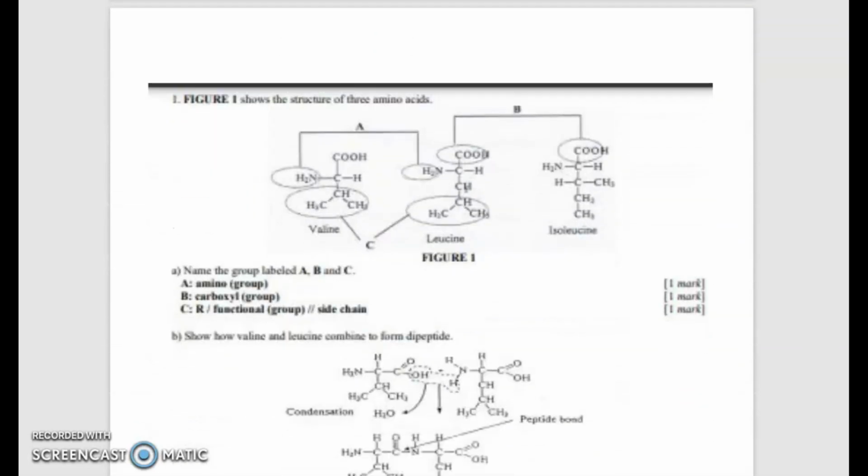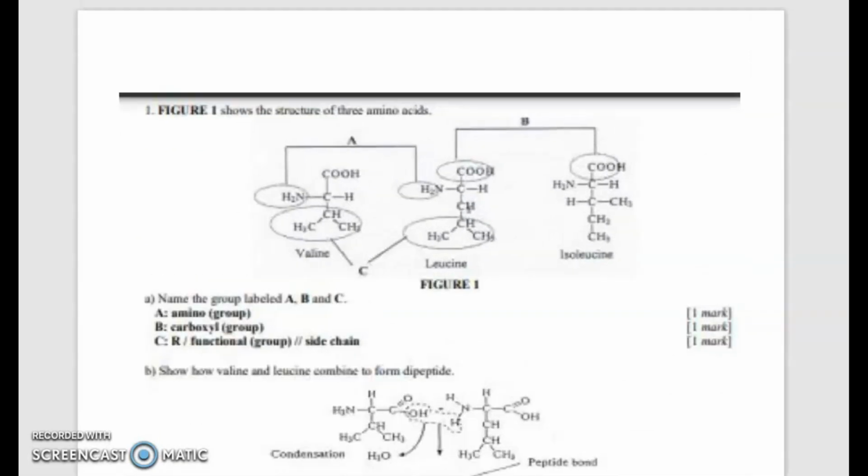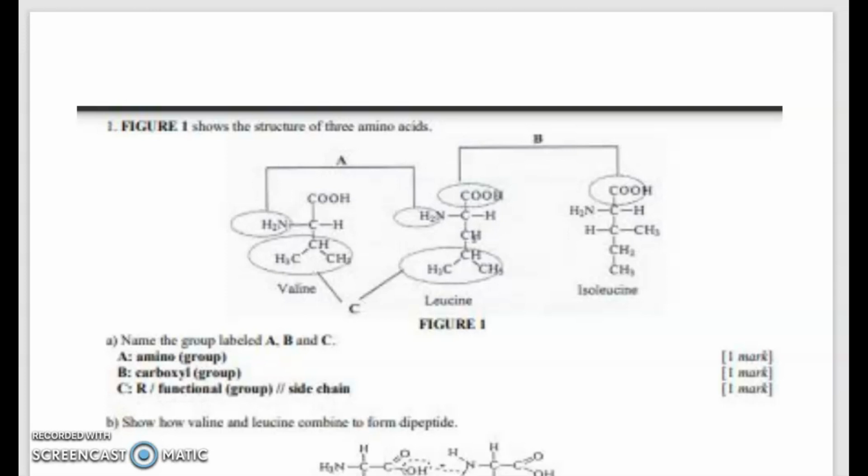Alright, next. Okay, next is question for protein. Question number 4. Figure 1 shows the structure of 3 amino acids. Amino acid 1, amino acid 2, amino acid 3: valine, leucine, isoleucine. Name the groups labeled A, B, C. Okay, we know that for amino acid, it has N, C, C, N with 2 hydrogen, this C with hydrogen and R, and then this C is C double bond O, OH.